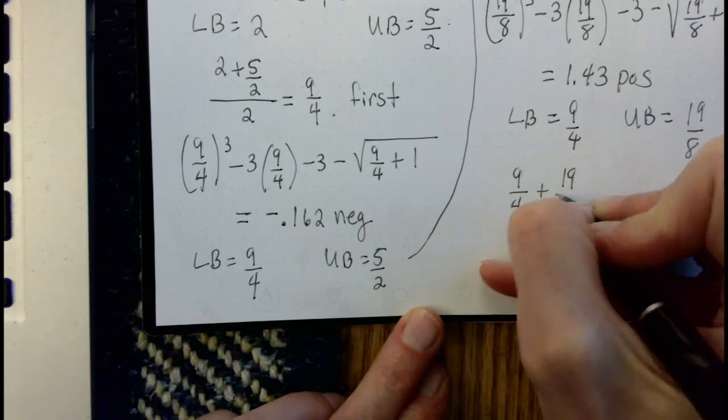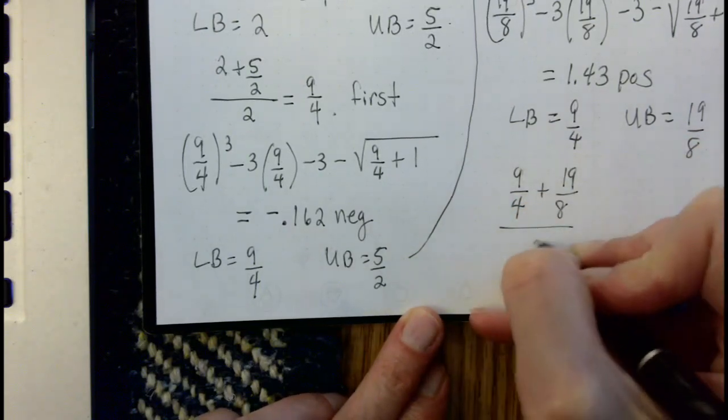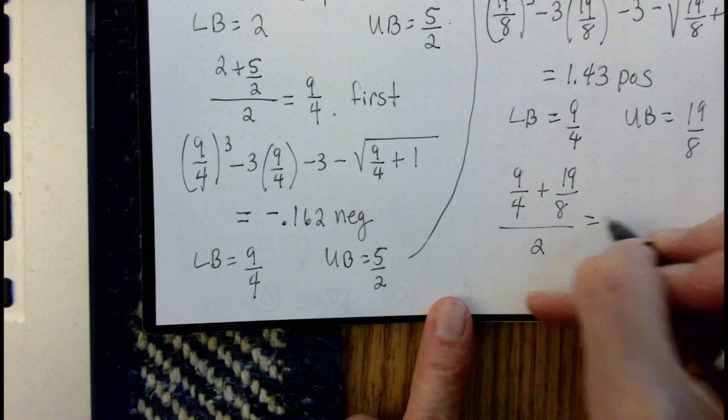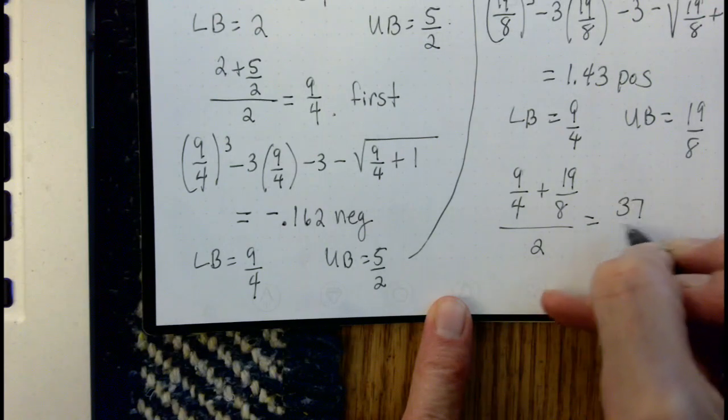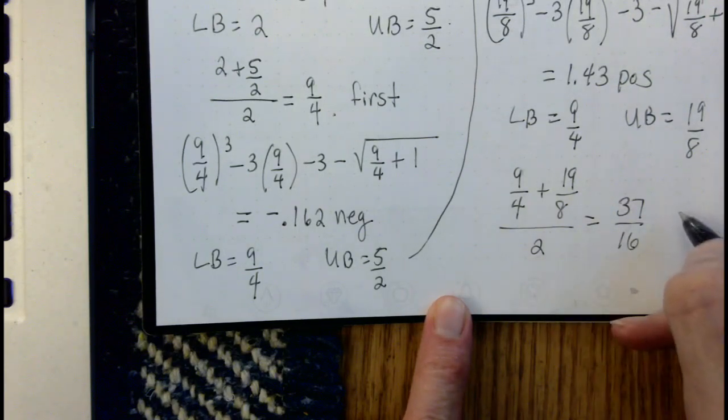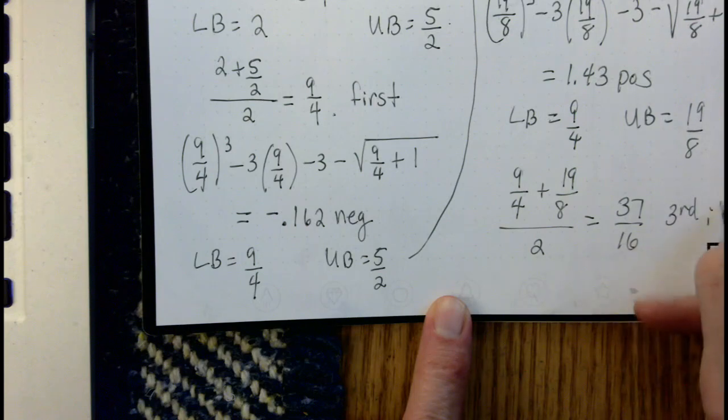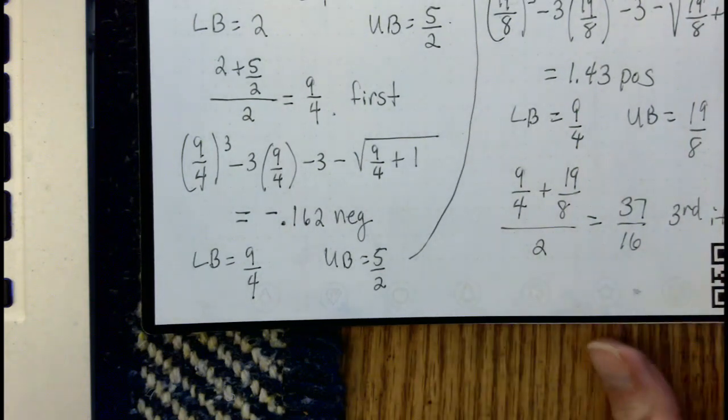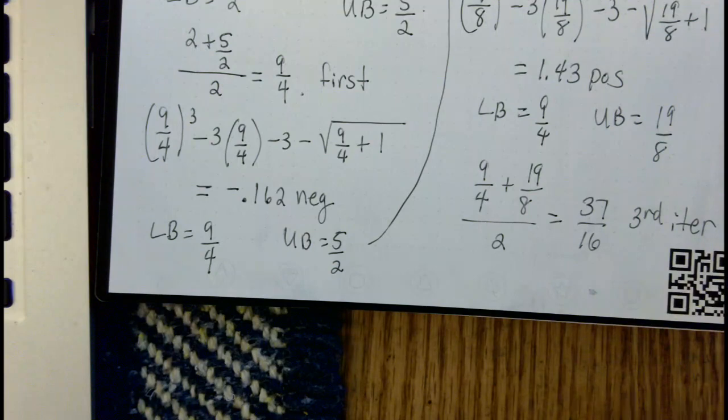And then we can finish this problem because we're going to take the average of those two values, the 9/4 plus the 19/8 divided by 2, and when we type that in, we end up with 37/16. That is our third iteration, and that is also the answer that we want for Edmentum.